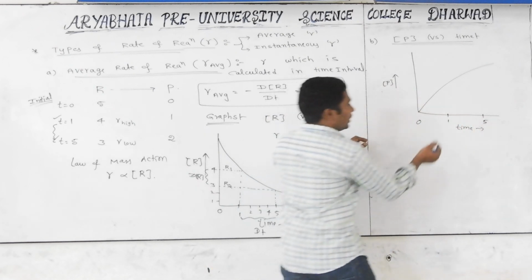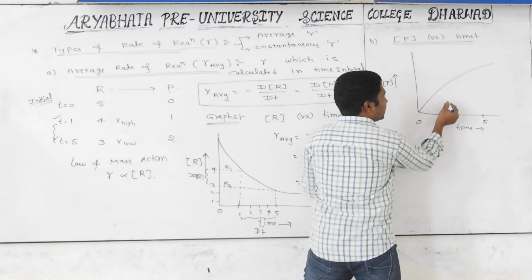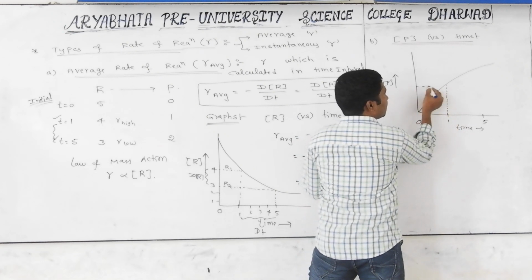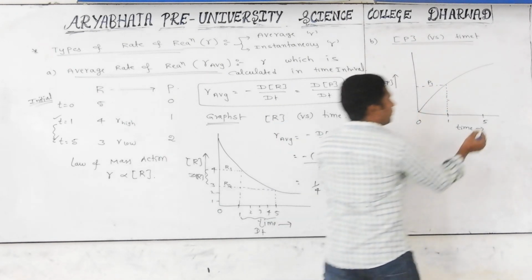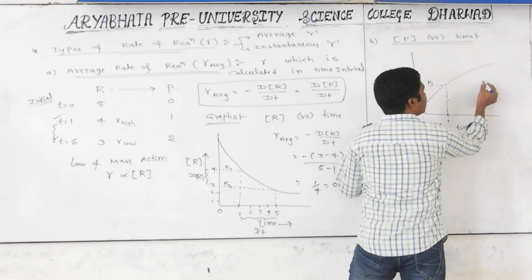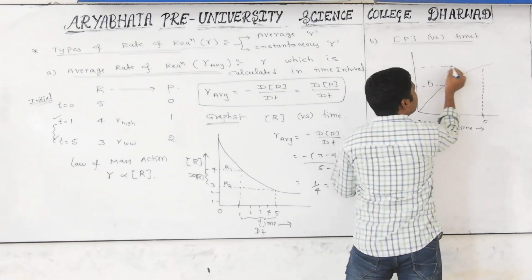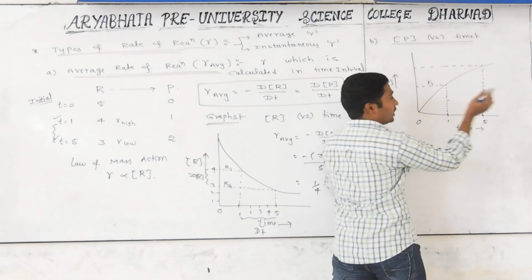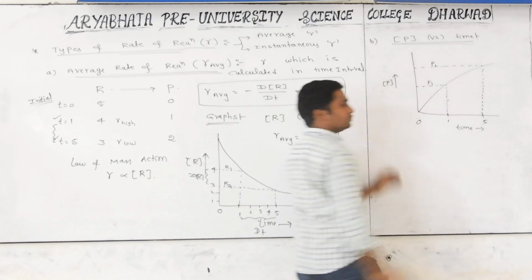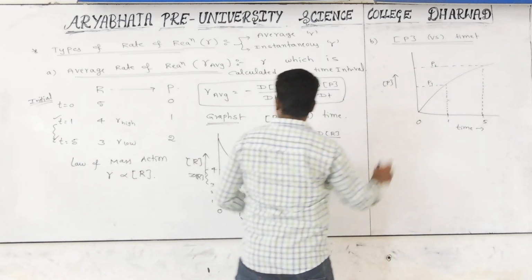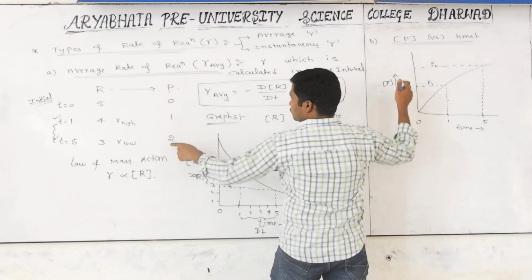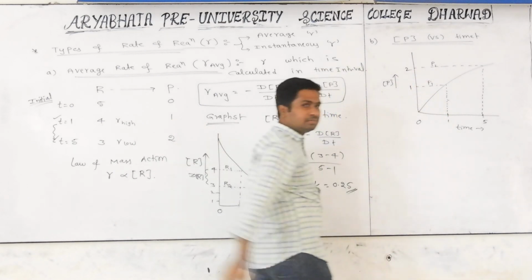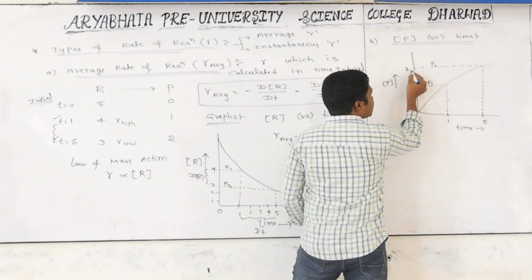Very simple. At 1 minute you have to draw a vertical line to the curve, and from there a vertical line to the other axis. It is P1. At 5 minutes you draw vertical lines to the curve and from there to the other axis. At the other time, it is P2. At 1 minute what is the concentration? 1 molar. At 5 minutes what is the concentration? 2.